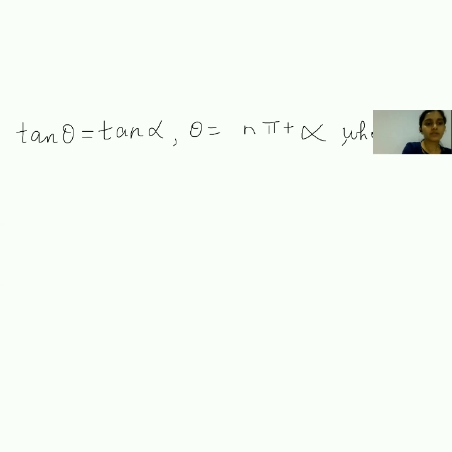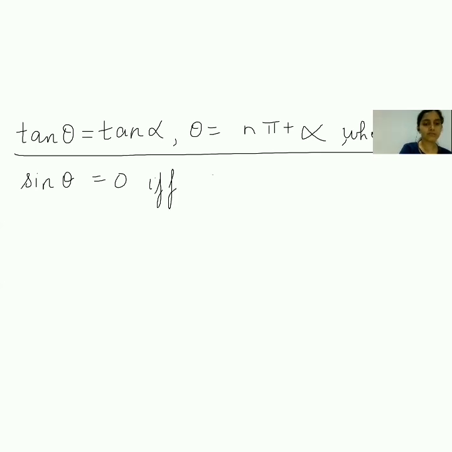Some points that we need to remember when we are solving these. Sin theta is equal to 0. When will sin theta be equal to 0? If and only if theta is equal to n pi. So when theta is equal to n pi, for example, if n is 1, that will be sine of 180. Now what is sine of 180? That is 0. So when theta is equal to n pi, sine theta will be 0.